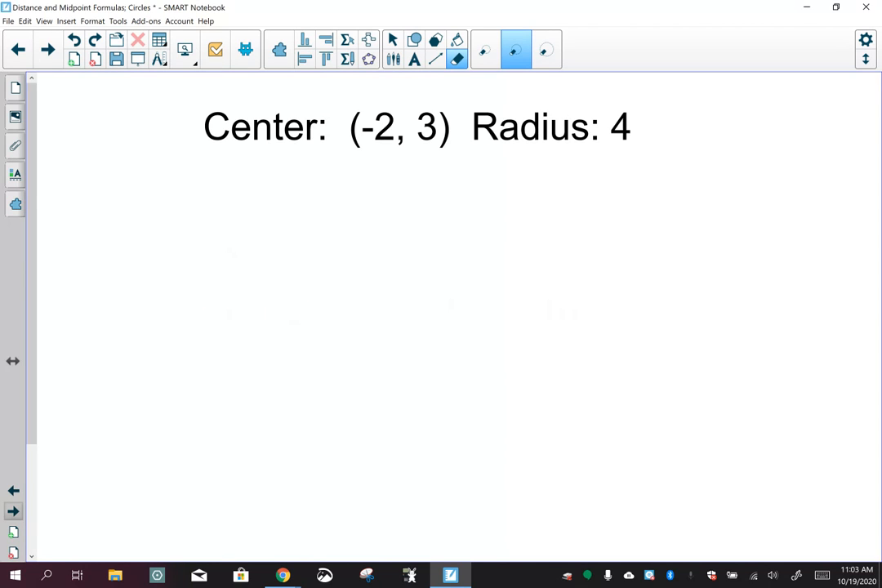So take a moment, pause the video. What I want you to do is give me the standard form of the circle with the center at (-2, 3) and with a radius of 4. So go ahead and hit the pause button now.